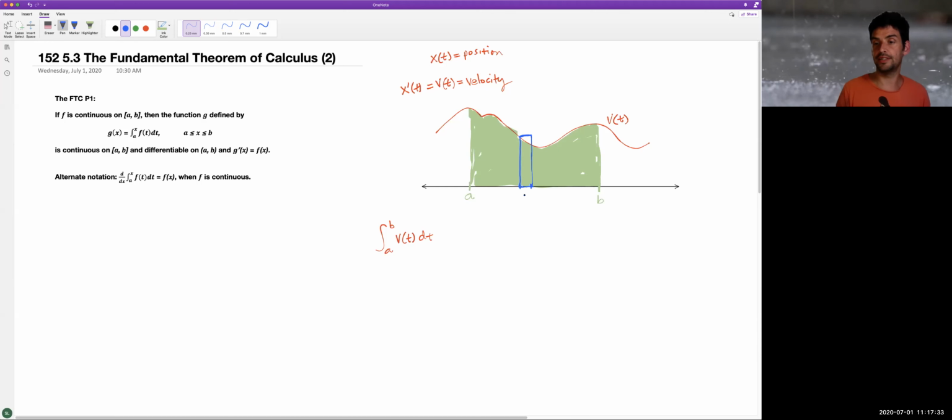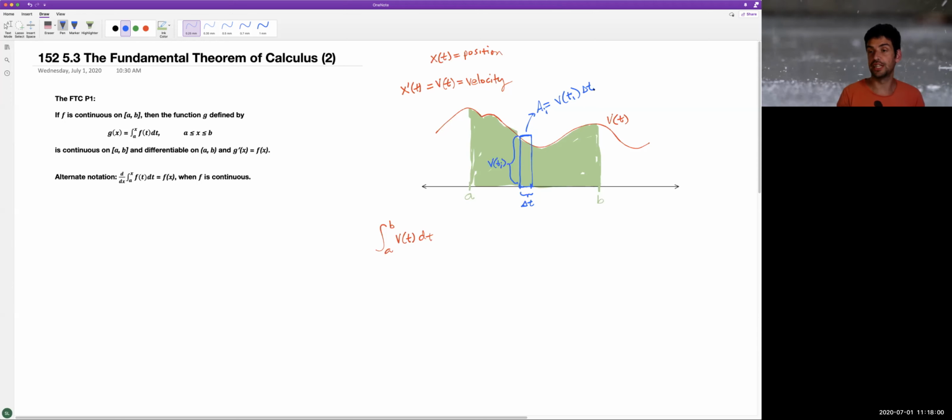And remember what the area of this rectangle is. The width, in this case, is delta t, and the height is v of t sub i. So this area is v of t sub i times delta t. Let's call it a sub i, that approximating rectangle.